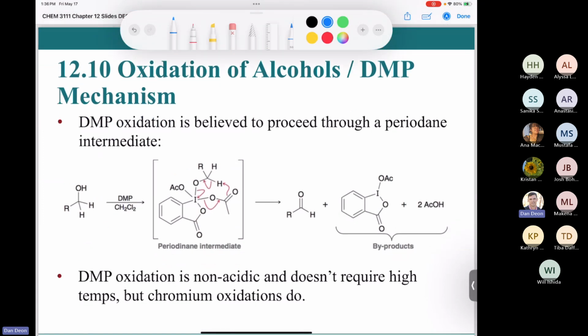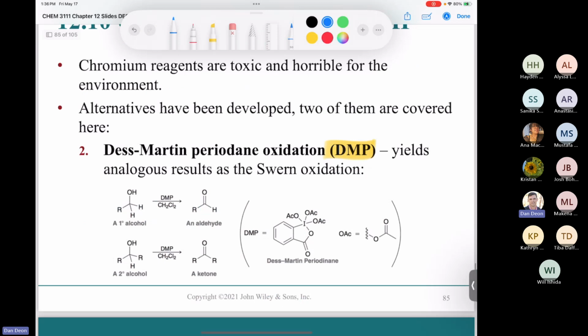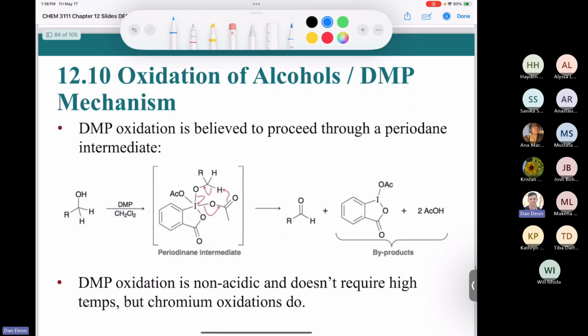So, what was the drawback of the Swern? Was the odor. The drawback of the periodinane is that the Dess-Martin periodinane is shock sensitive. So shock sensitive. Okay, so that means it can explode, I guess, if you handle it in the wrong way. So that's kind of a negative.